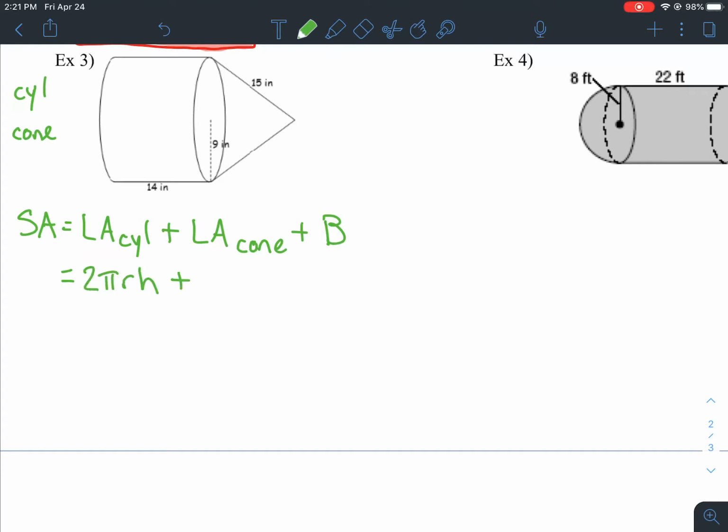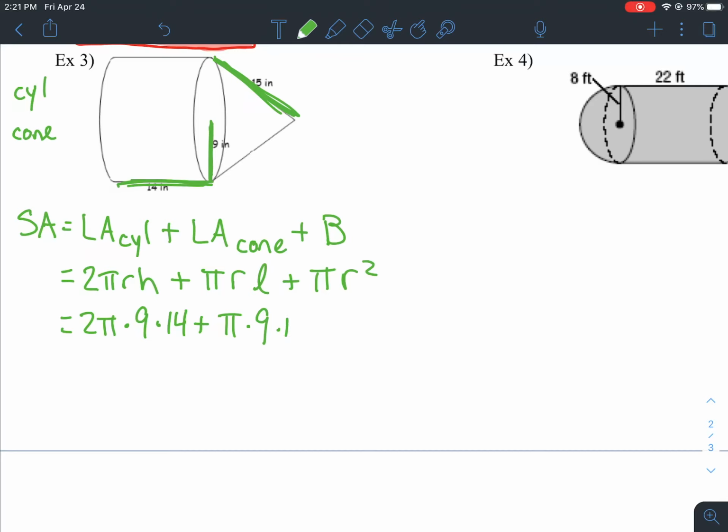Lateral area of a cylinder, 2 pi RH. Lateral area of a cone, pi RL. Plus B, area of the base. The base is a circle. Area of a circle, pi r squared. At this point, we fill in our pieces. For the cylinder, 2 pi times the radius of the cylinder is 9, times the height of the cylinder is 14, plus, now we go to the cone. Pi times the radius is 9 again, times the slant height, 15, plus pi times the radius, one more time, 9 squared.